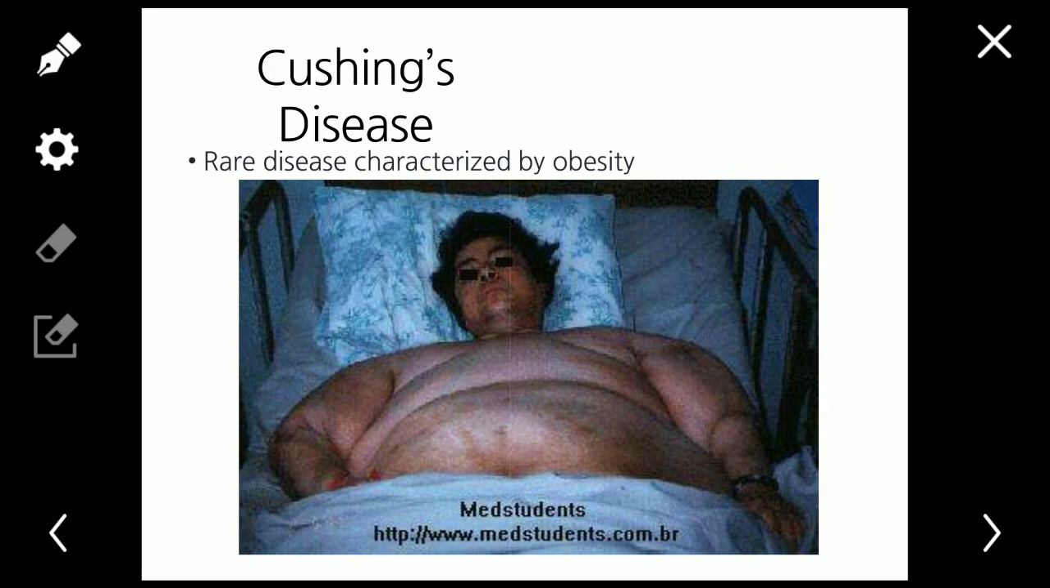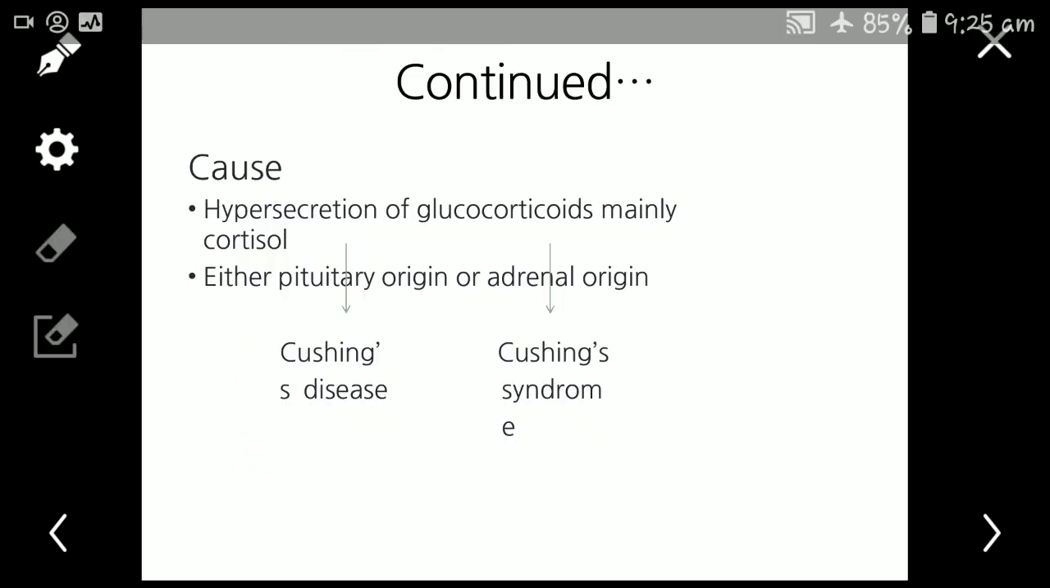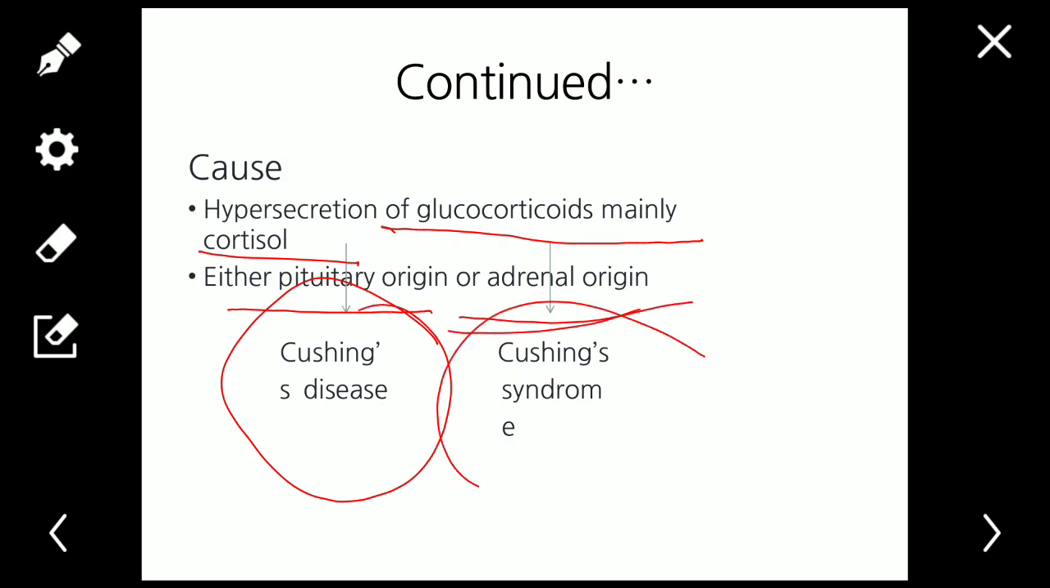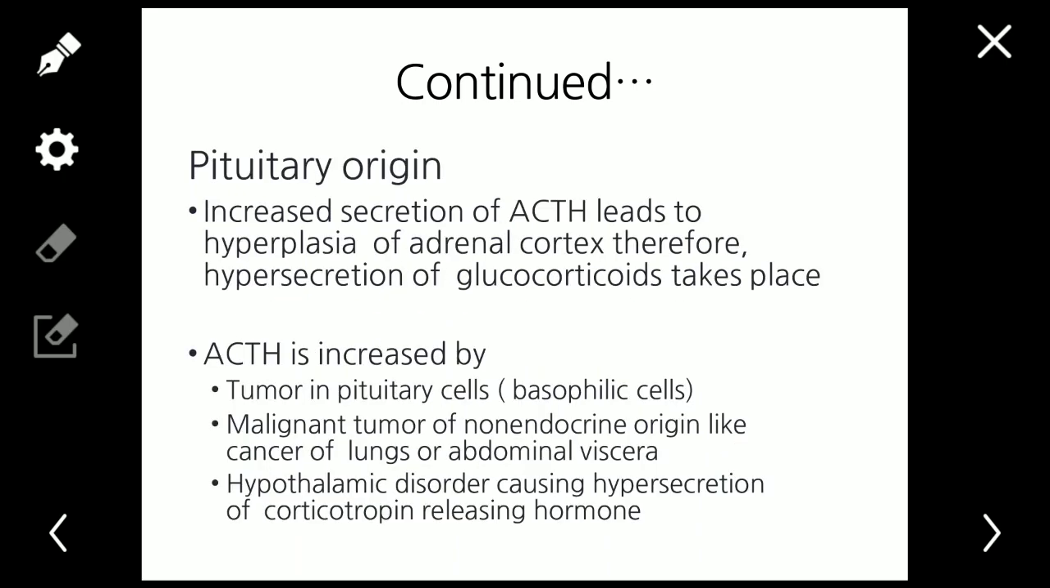So the next disorder is due to hyperactivity of the hypersecretion of adrenocorticotrophic hormone. A rare disease characterized by obesity, called Cushing's disease. Hypersecretion of glucocorticoids, mainly cortisol. This cortisol can be either of pituitary origin. If it is of pituitary origin, it is called Cushing's disease. If it is of adrenal origin, it is called Cushing syndrome.